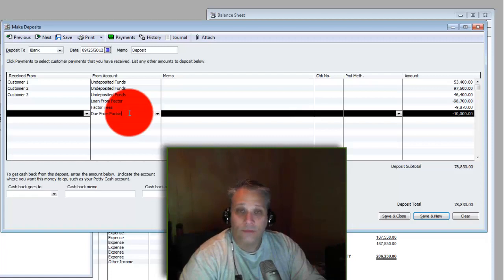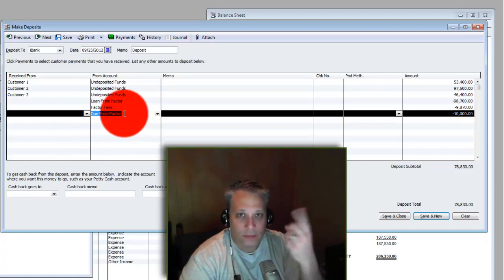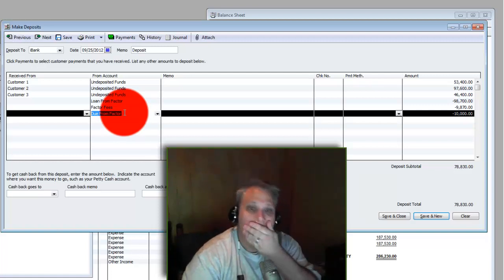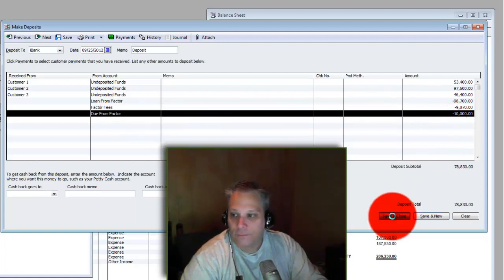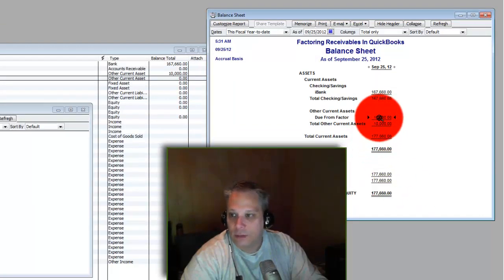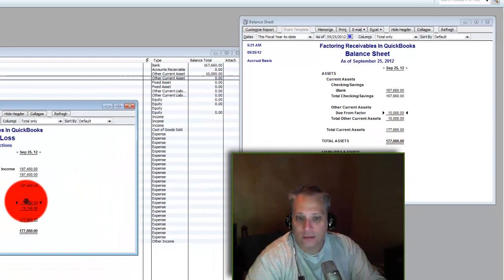So at that point, if they've withheld money based on invoices that they collected full payment on, then that becomes a receivable. So remember at the beginning, I said you have a payable and a receivable, and you have the fees, and you have the loan. The loan and the payable, of course, being really one and the same. So now we have to take that difference and stick it in a receivable account, call it due from factor. Save and close. Now I go to my balance sheet. They owe me $10,000 now.